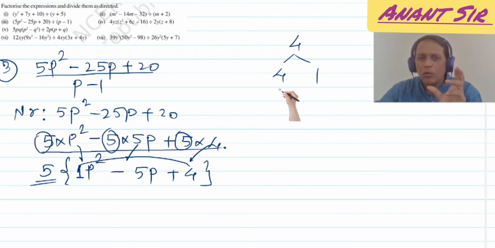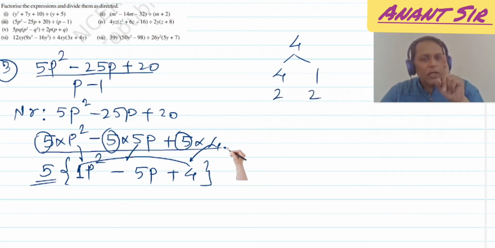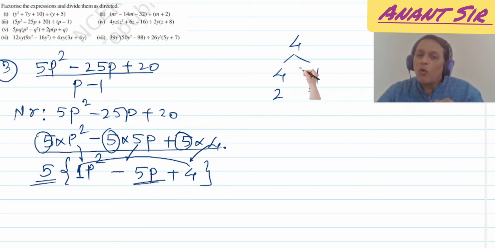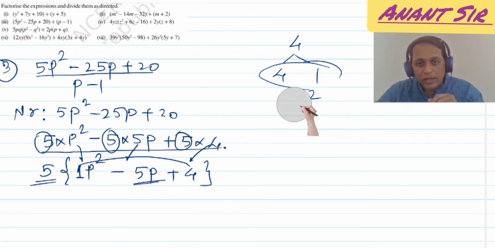So 4 ones are 4 is one pair, 2 twos are 4 is one pair. Out of these 2 pairs, one pair is our answer. If you add or subtract the terms in that pair, you should get the middle term as the answer. So 4 and 1, if we add, we will get 5. So 4 and 1 is our pair.